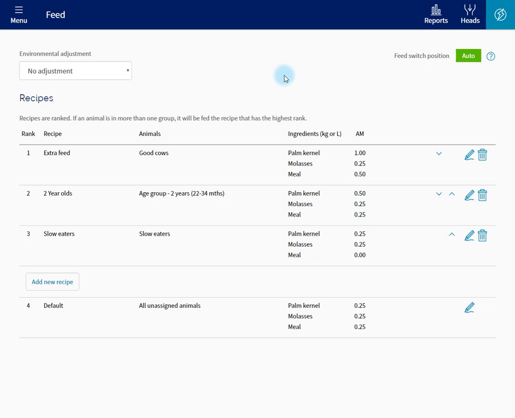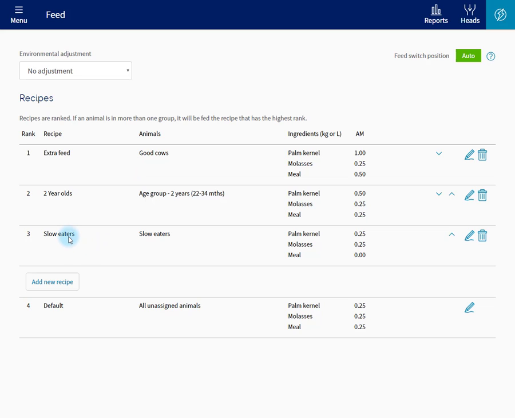If a cow's in two different groups for feed, the feed it is allocated is decided by rank. So if a cow was a slow eater, but was also in my good cows group, my high producers, it would receive extra feed. This is not ideal as there'd be feed left over, being that it's a slow eater.